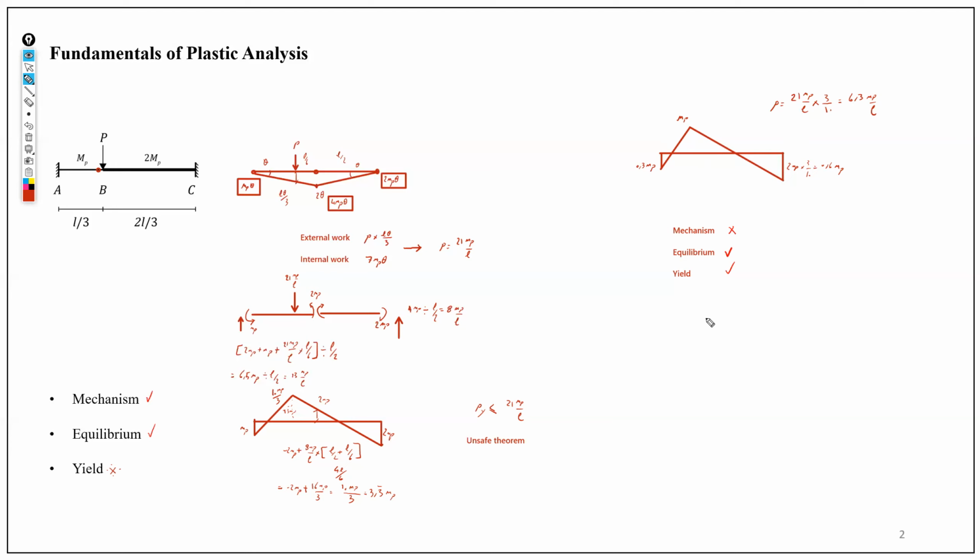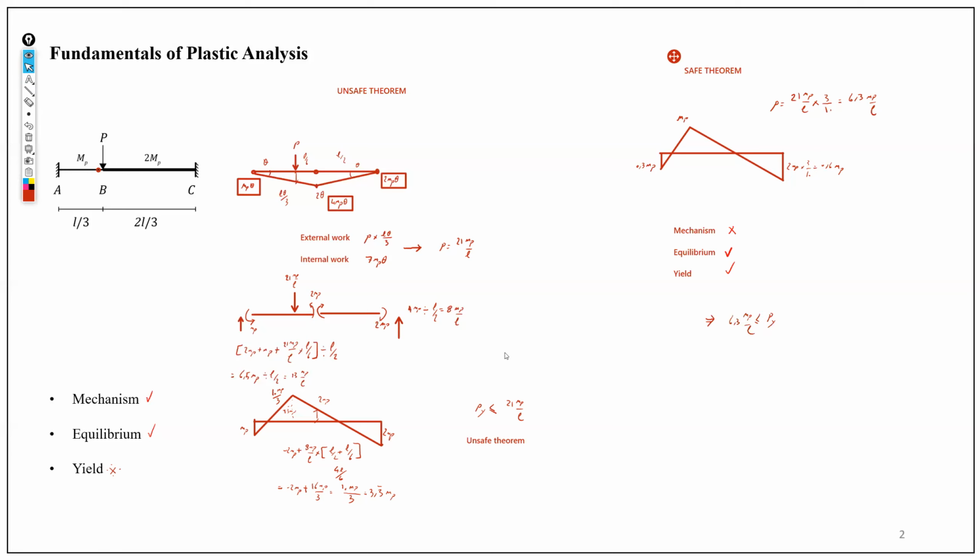Based on this, we can say that Py, the correct mechanism, is based on a force greater than 6.3 multiplied by MP over L. So this part was the unsafe theorem, sorry, just a moment, this side here is the unsafe theorem. And here we have our safe theorem.